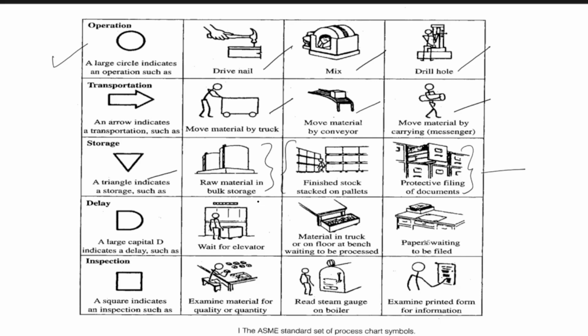Then delay: the person is waiting for the elevator, the material is waiting for the machine, material in truck or on floor or at bench waiting to be processed, papers waiting to be filed. Then inspection: a square indicates an inspection, such as examining material for quantity or quality, reading the steam gauge on a boiler, then examining a printed form for information. So this is the ASME standard set of process chart symbols and its examples.